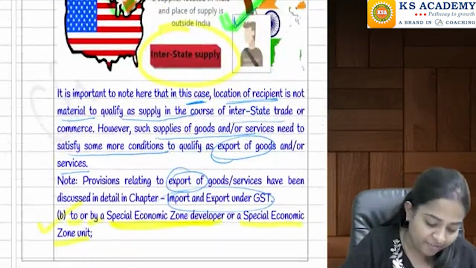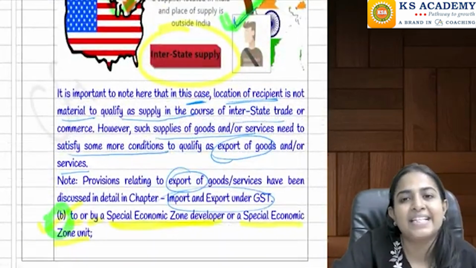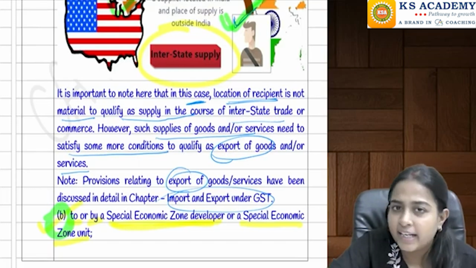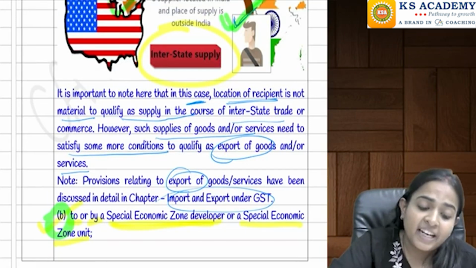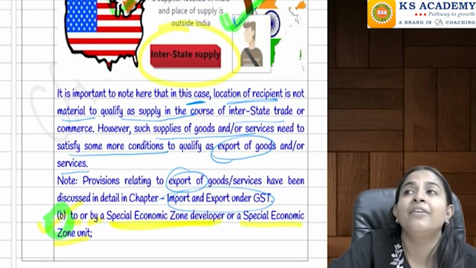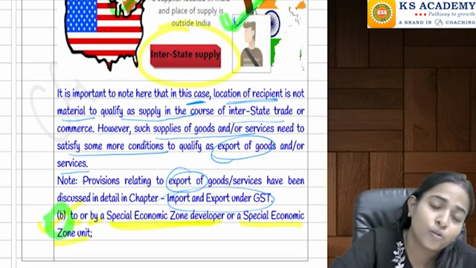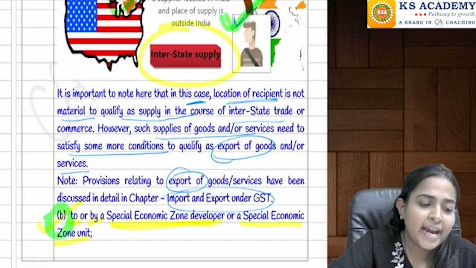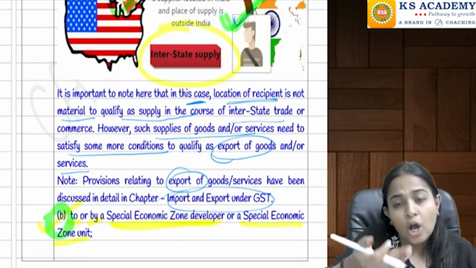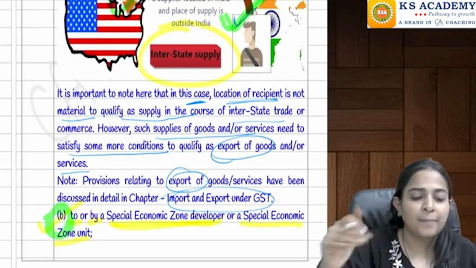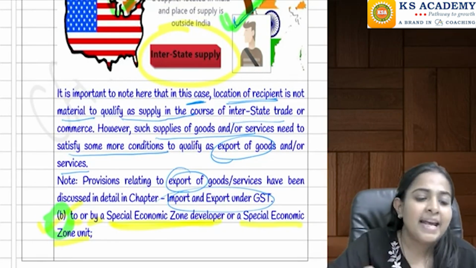Okay, next one, very, very important. Any supply done to a SEZ. The SEZ will be located here in India. If it is located in the same state, say I am here in Maharashtra and I am giving the supply to a SEZ which is also located in Maharashtra, it will be deemed as interstate supply. Any supply given to SEZ or any supply given by SEZ, supply of goods or supply of services, is deemed to be an interstate supply.